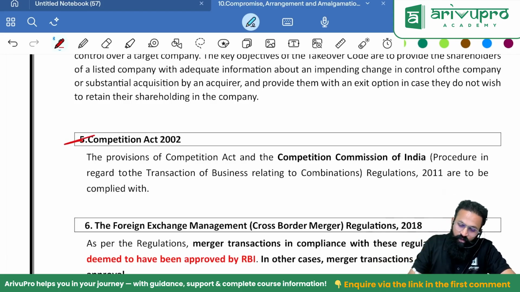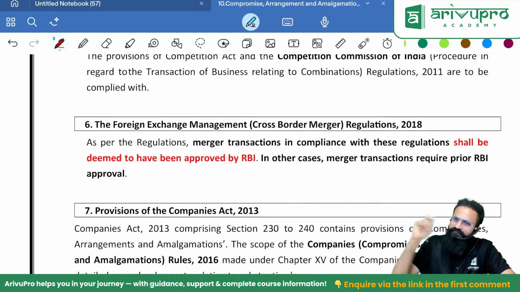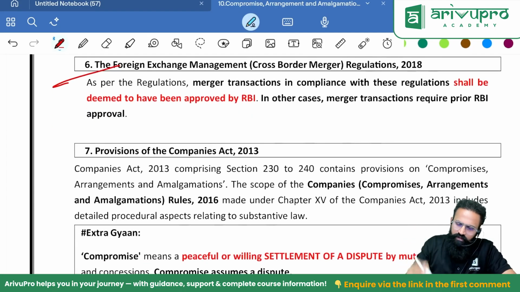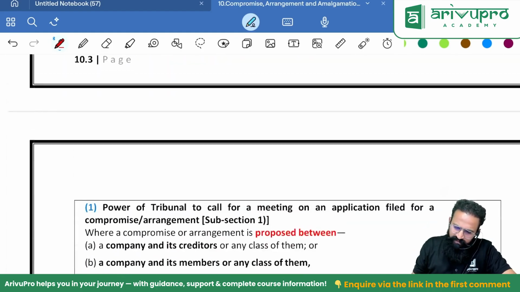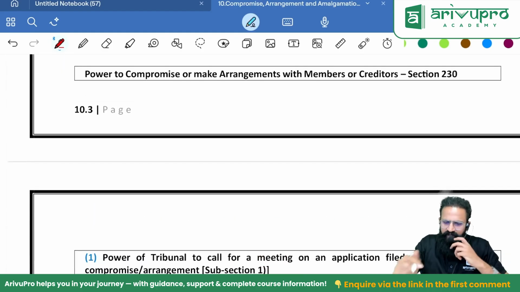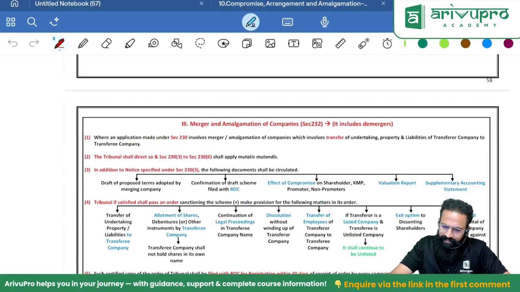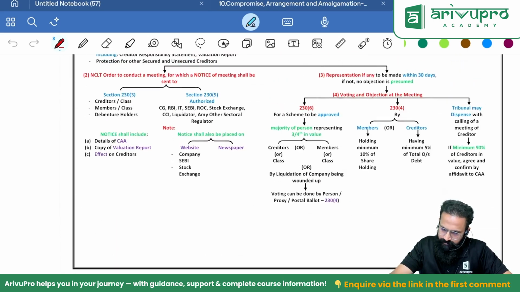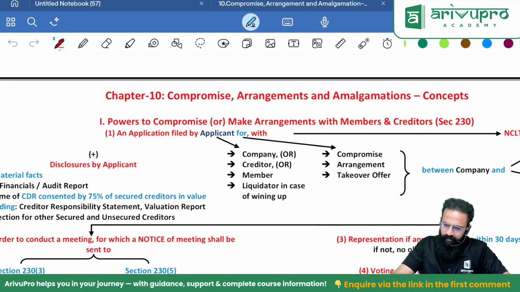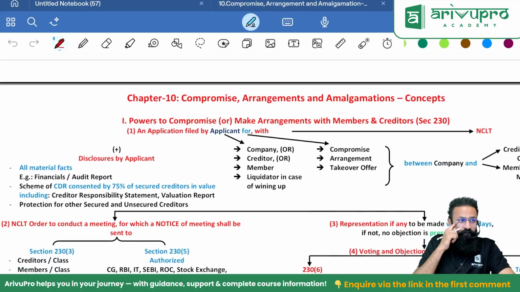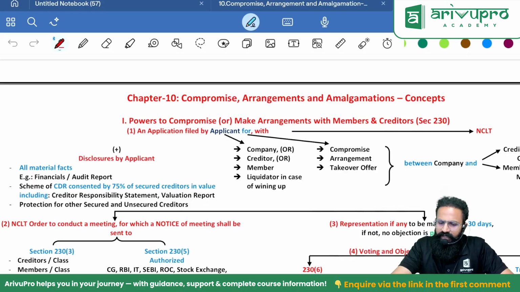Okay. Competition Act: what is the Competition Act? Monopoly, CCI and all. FEMA? RBI when foreign companies are involved. Provisions of the Companies Act, provisions of compromise and arrangement. We need to see them. Power to compromise or make arrangements: Section 230. Okay, start with Section 230. Now people, see here. What is Section 230? Whenever a company wants to make any compromise, arrangement, amalgamation, or whatever it is, it is a request.